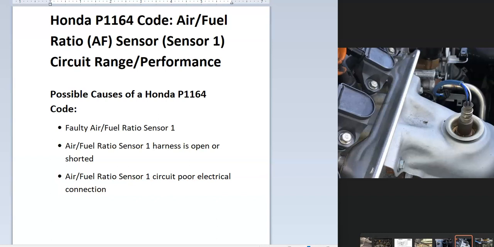So today I'm talking about a Honda with a P1164 code, what it is and how you go about fixing it. So what is a Honda P1164 code? Well, it's an air fuel ratio AF sensor, sensor one, circuit range performance. And what does this mean?